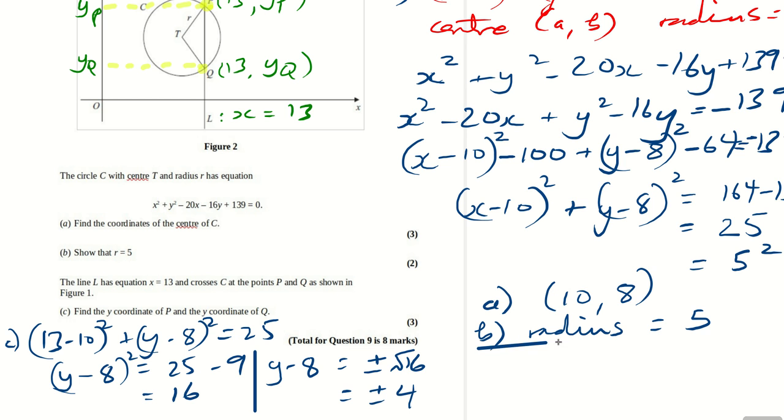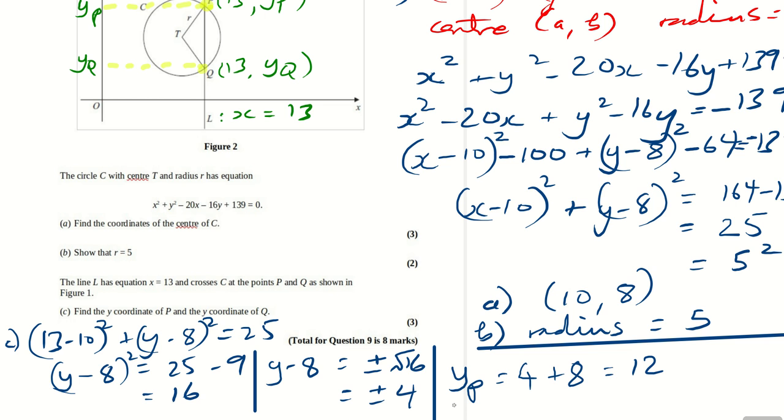So that means we've almost done it. That means that for yp, where we want the y value to be higher, we use the plus 4. So we're going to have plus 4 plus 8, which is 12, and for yq, where we want the y value to be lower, we're going to use minus 4, and minus 4 plus 8 equals 4. And there we have it.